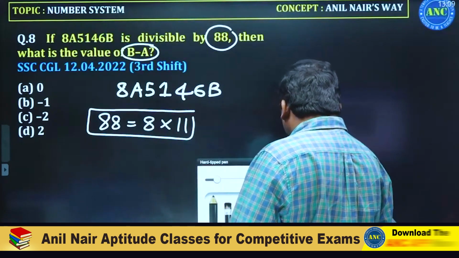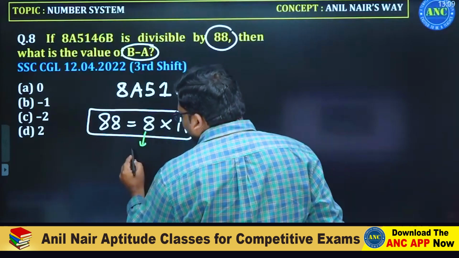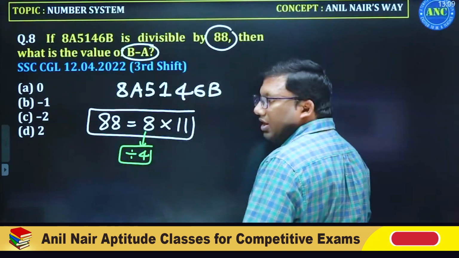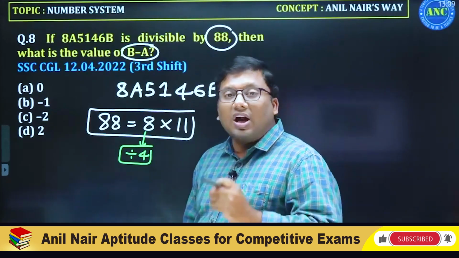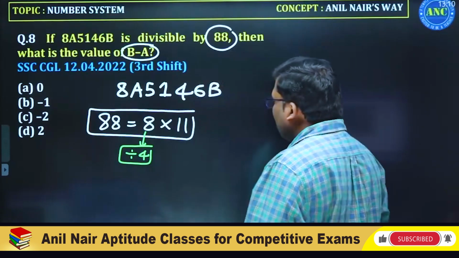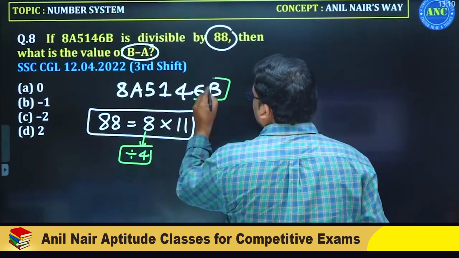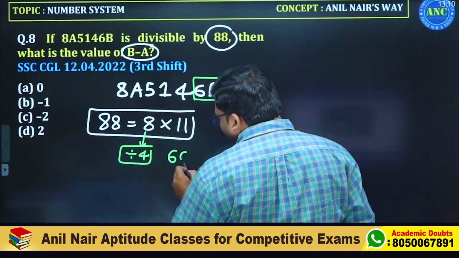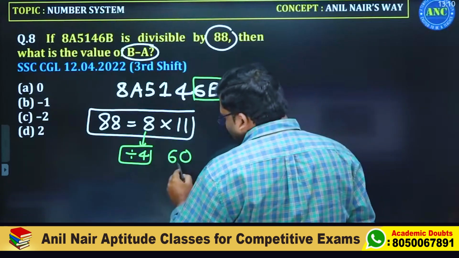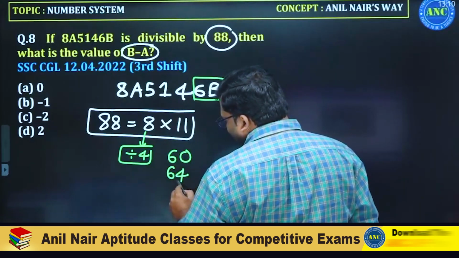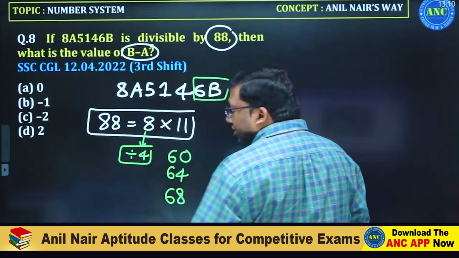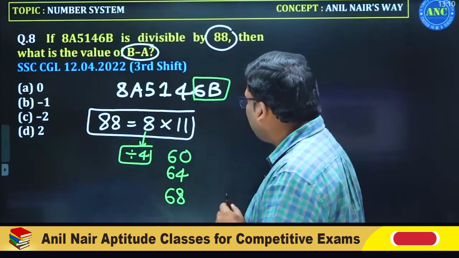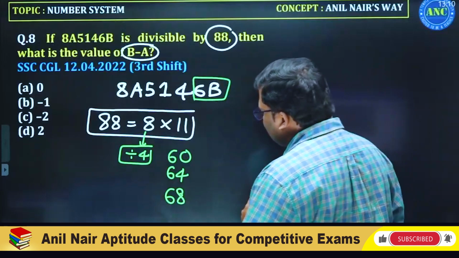First, the number should be divisible by 8. For a number to be divisible by 8, it should be divisible by 4. For a number to be divisible by 4, the last 2 digits should be divisible by 4. The last 2 digits are 6B. With 6 in the tens place, it can be 60, 64, or 68. 62 and 66 are not divisible by 4. So the number can be 60, 64, 68.